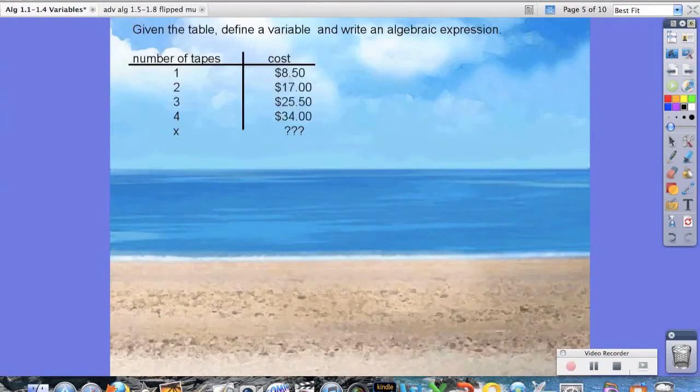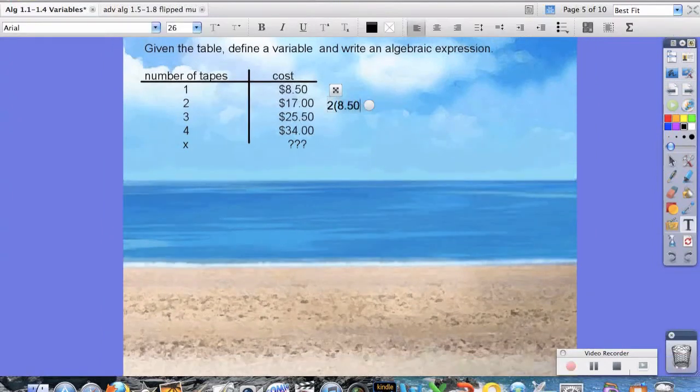So for the next example, it says given the table, define a variable and write an algebraic expression. So basically we're taking this table here and we're generalizing it so that it's easier to digest. Now you'll see that for one tape the cost is $8.50. For 2 tapes the cost is $17. So quick check, what are we actually doing from 1 tape to 2 tapes? And if you broke down 17, hopefully you would have realized that it's 2 times $8.50, which you'll notice 2 is the number of tapes that we have, and $8.50 is our cost for 1 tape.